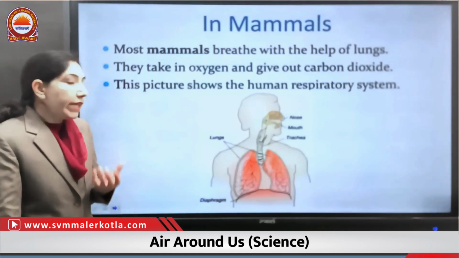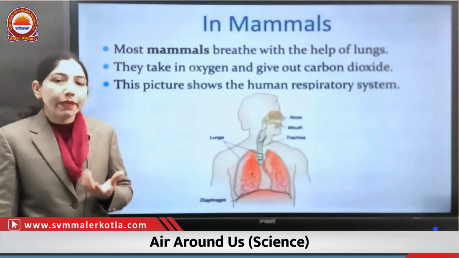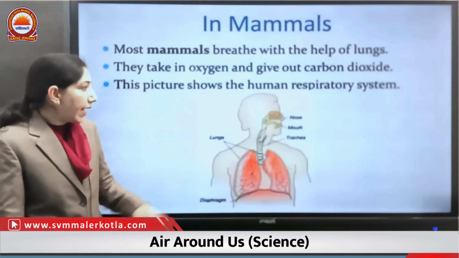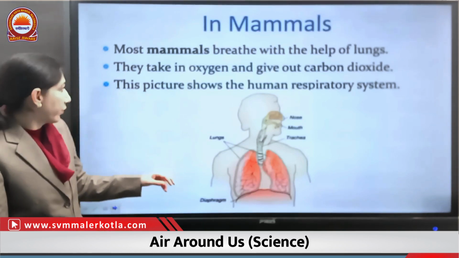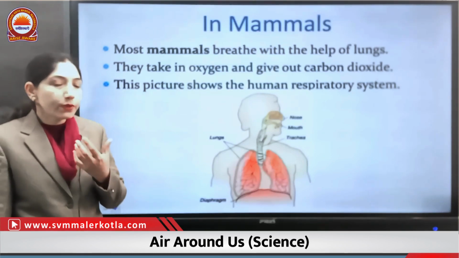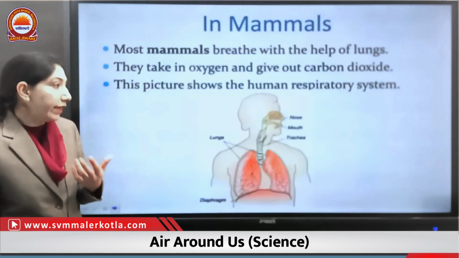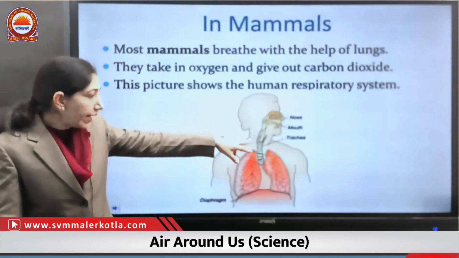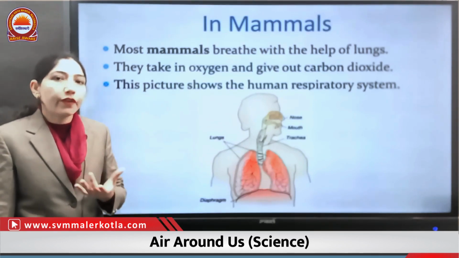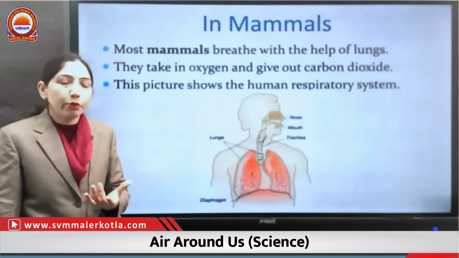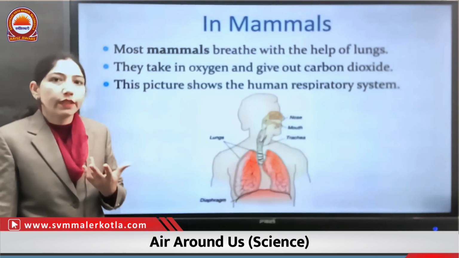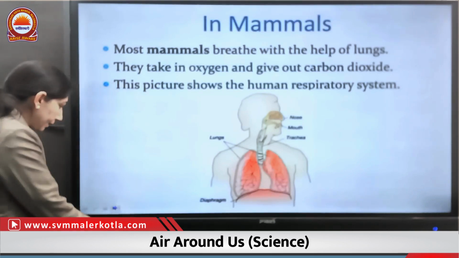In mammals we know the main breathing organ is lungs, and here the respiratory system is shown, how humans can use oxygen or take air. Through the nose the air enters the windpipe, and through the windpipe it divides into two tubes through which air enters both the lungs.